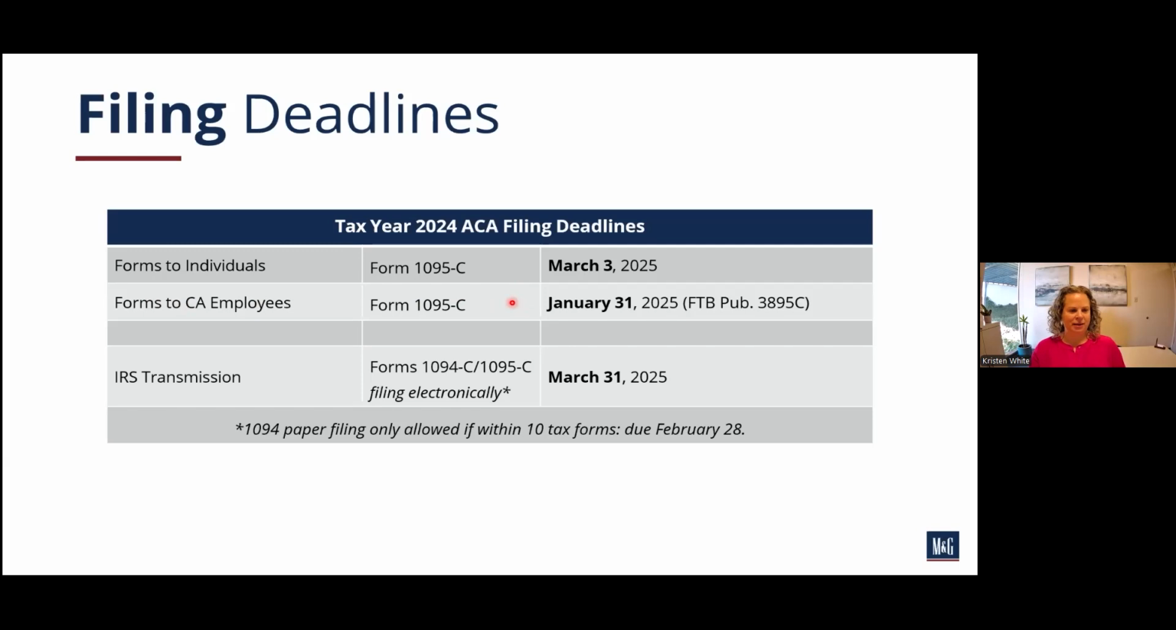Okay, so that's getting the forms to individuals. Down here is filing. Filing means you're going to give the IRS copies of all of those individual forms, plus what they call their cover sheet, the 1094, and that's due by the end of March. Now we need to file that electronically, which is why you're here, because there's a new rule that you can only file paper if you have fewer than 10 forms. But you're here using the system, so we're going to file electronically, which is great. So on this page, I'm going to focus on March 3rd to individuals, and then March 31st to the IRS.